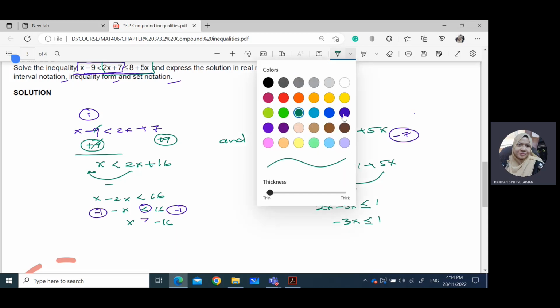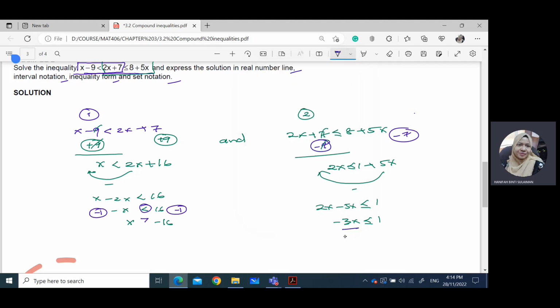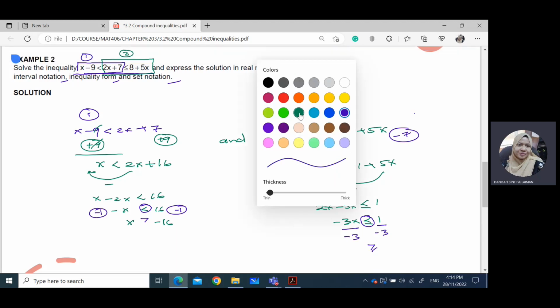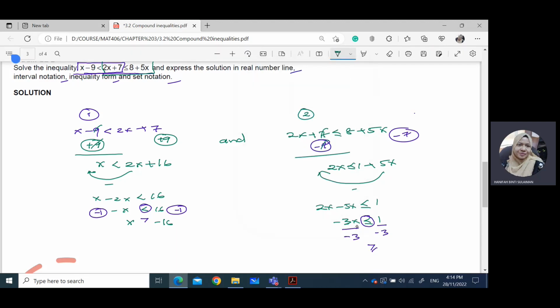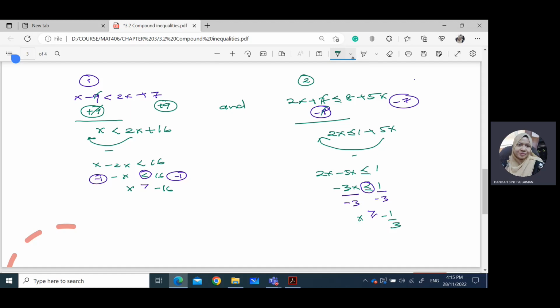For this one, we need to divide all the terms by negative 3, and this inequality sign will be changed to greater than or equal. In the right hand side, we need to divide it by negative 3 also. So here we have negative 3x over 3, we have x. X is greater than or equal to negative 1 over 3. Next untuk dapatkan jawapan dia, kita kena present dalam number line.